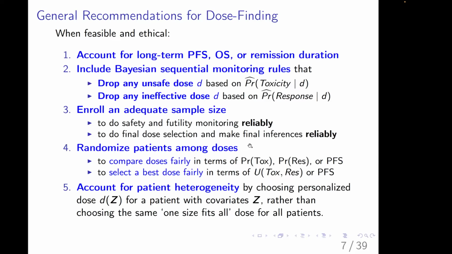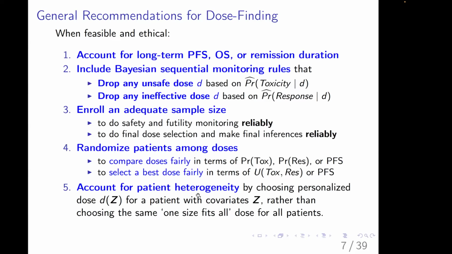If you can, randomize patients among the doses so that you can compare them fairly in terms of probability of toxicity, probability of response, progression-free survival, whatever you like, or to select a dose fairly in terms of a utility or desirability of the combined outcome of toxicity and response. You see, if these are binary, there are 4 possibilities.